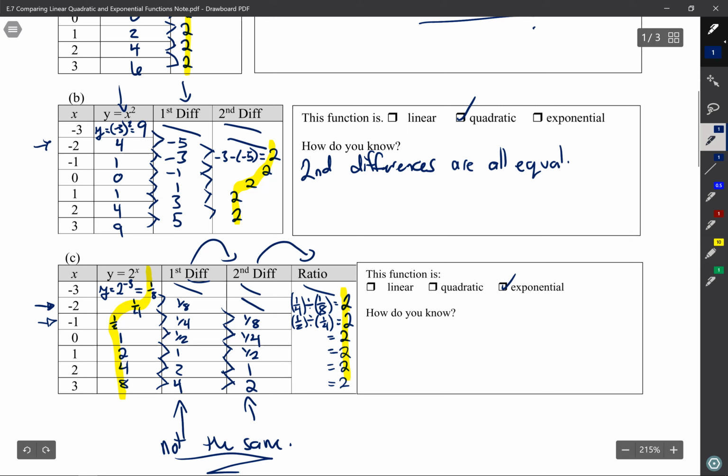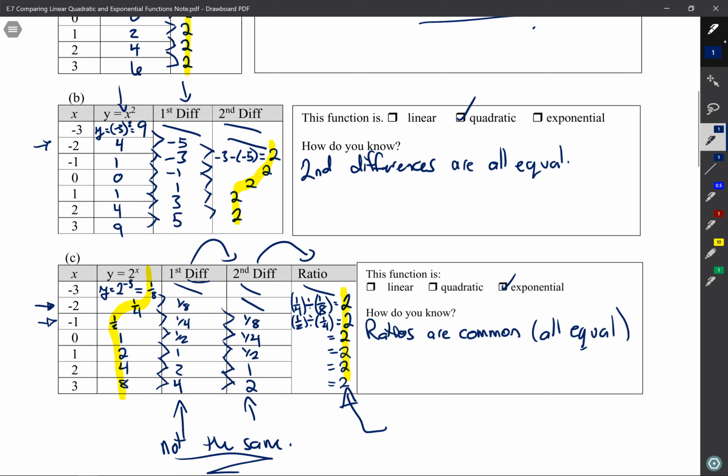This function, like I said, is an exponential. I can tell right from my equation here. And the rule that we have just learned is that our ratios, and we've covered this before, ratios are common, which means all equal. Therefore, it is an exponential.